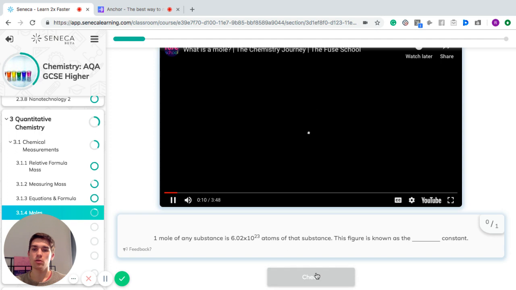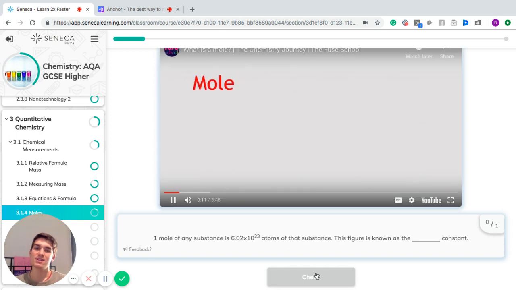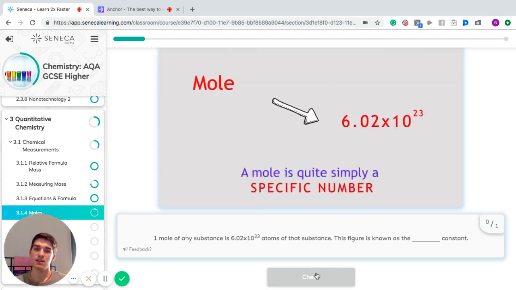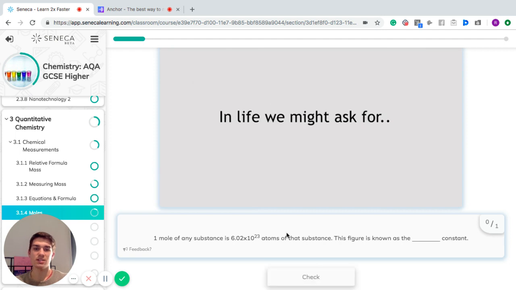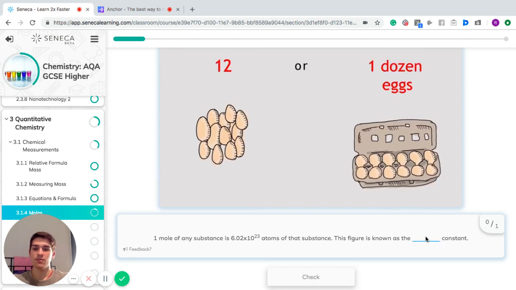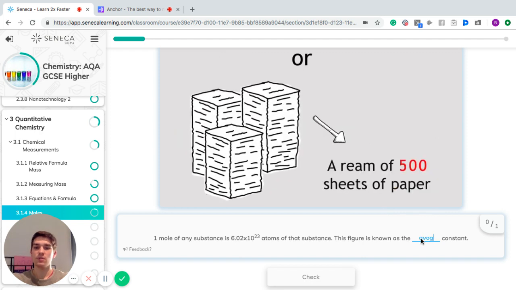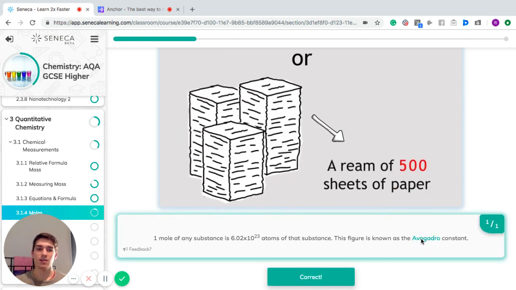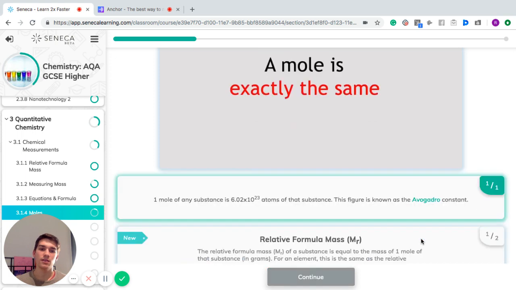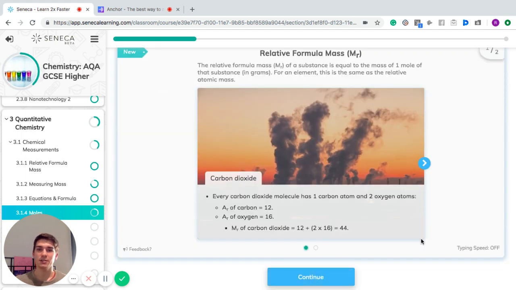Now, 1 mole of any substance, remember, is 6.02 times 10 to the 23 atoms of that substance. This figure is known as Avogadro's constant. Remember, Avogadro, not to be confused with avocado.